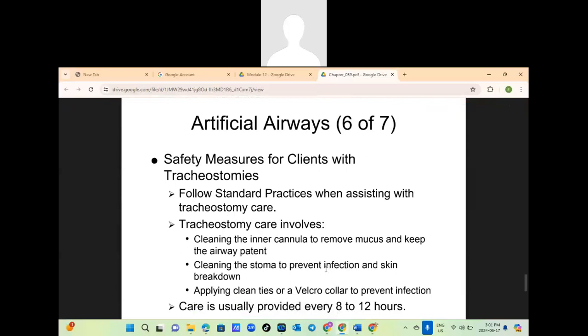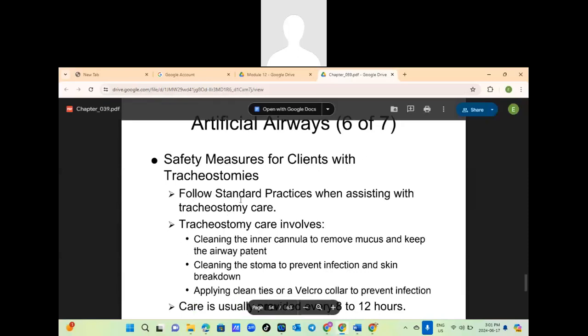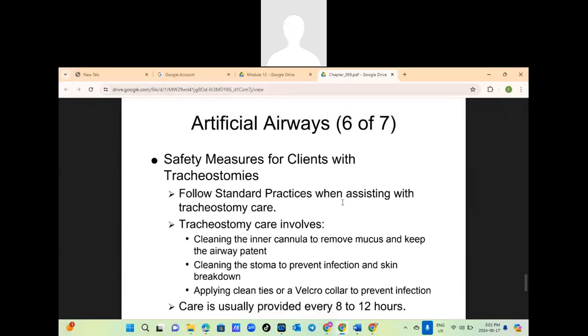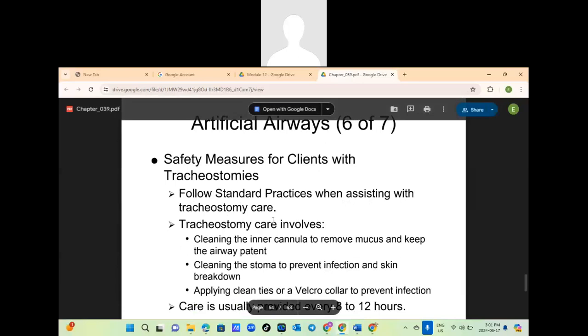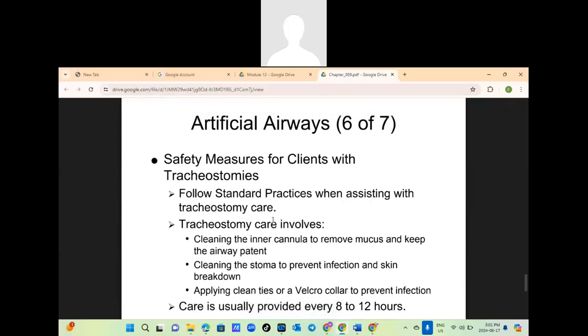All right, so safety measures for clients with tracheostomy. So where is that one? Okay, so principles, we'll read that one later. Over here, follow standard practices when assisting with tracheostomy care. Gloves, because again, you are handling bodily fluids, right?